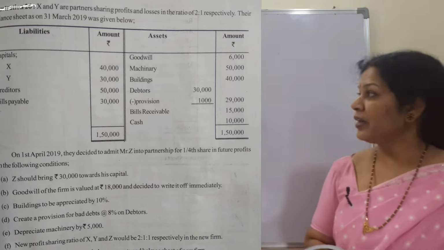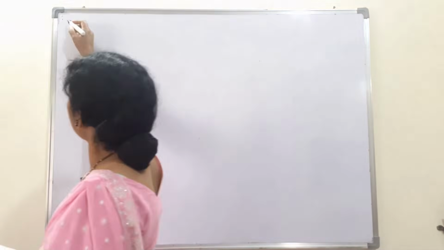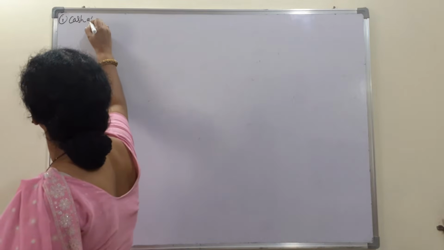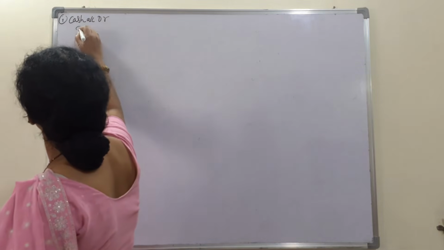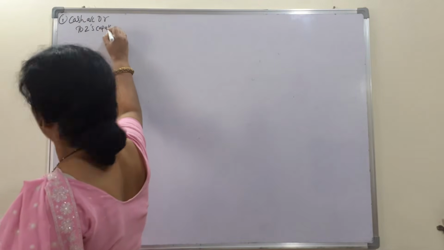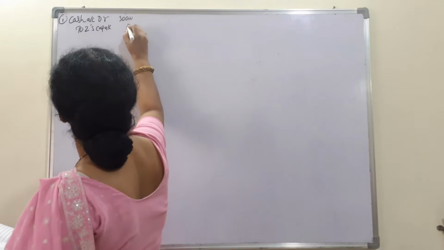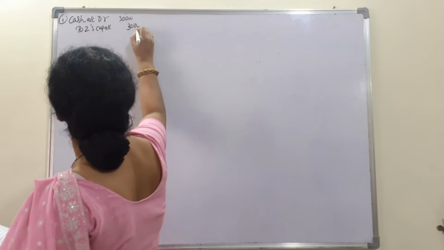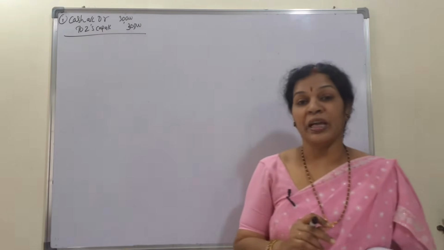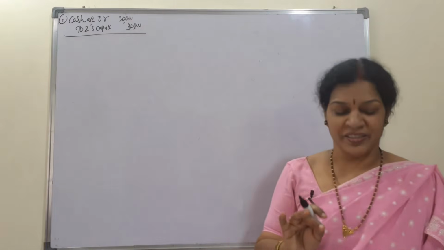First, journal entries we will write. The first thing is that Z brought capital. So the first journal entry: cash account debited to Z's capital account. How much he brought? 30,000. Being capital brought by the new partner, Z.